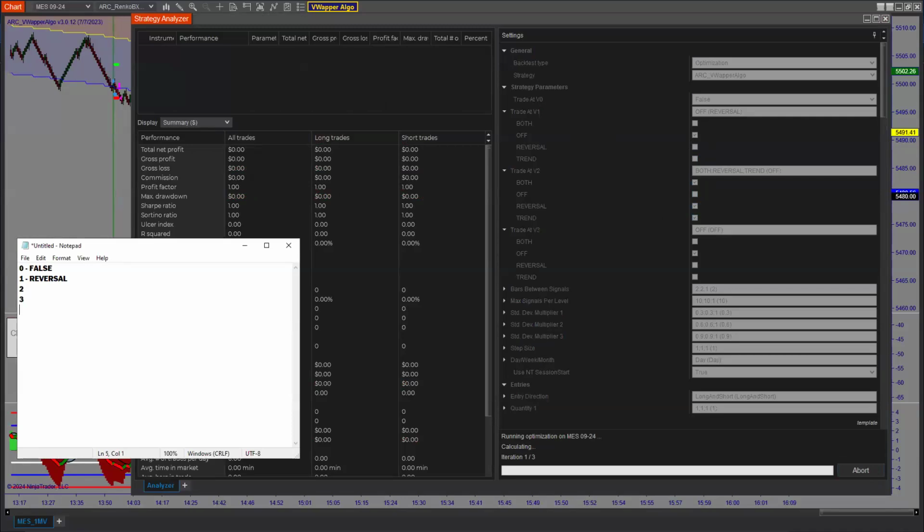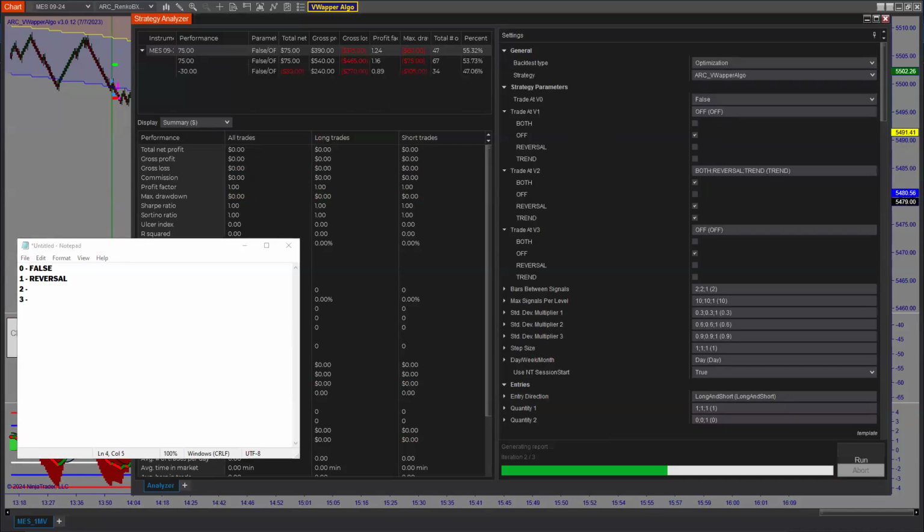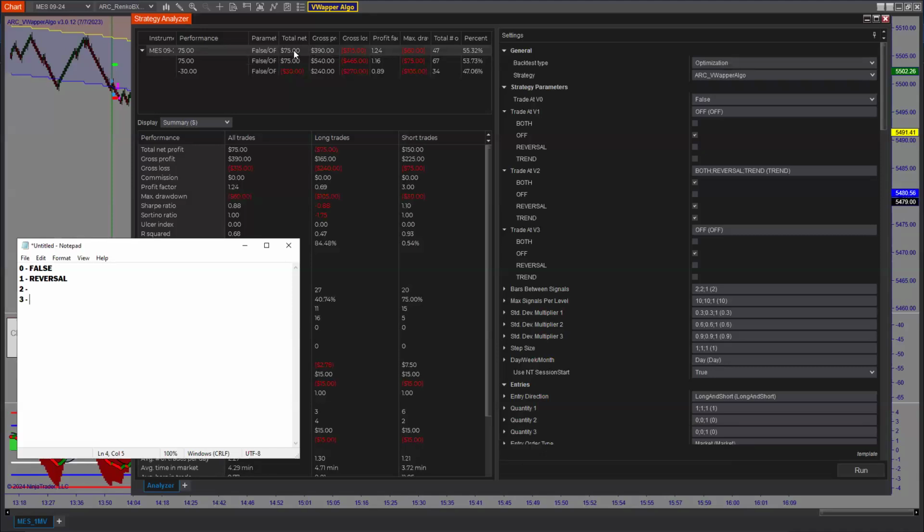So level 2, level 3. What are we going to do with this one? Okay, less trades turned out to be better on this one. It's about the same return. Don't worry about dollars and cents right now. We're just looking at profit factor mostly and then drawdown. So this one is the best with it set to trend at level 2. So just go trend.